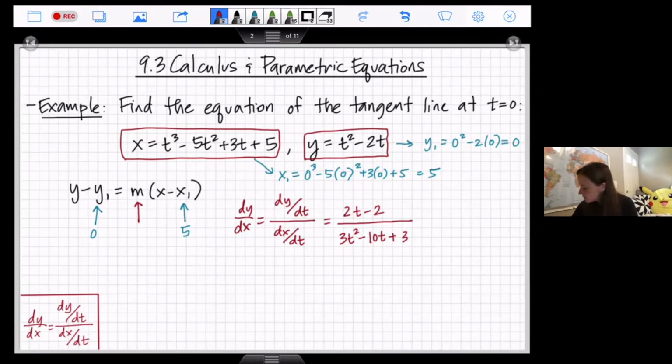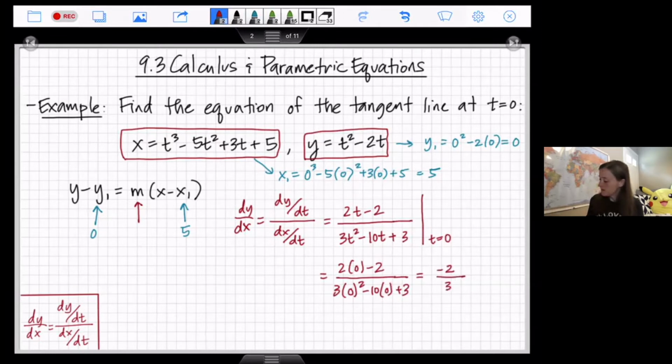Sometimes we use this vertical bar, which kind of looks like an integral bar, and we say t equals 0. That means the next thing I'm going to do is plug in a 0. So I get 2 times 0 minus 2, over 3 times 0 squared minus 10 times 0 plus 3. It's a whole lot of 0 except for a negative 2 up top and a positive 3 on bottom. That's my slope, so m is going to be equal to negative 2/3.